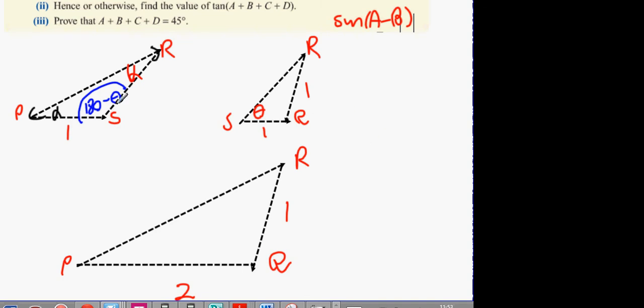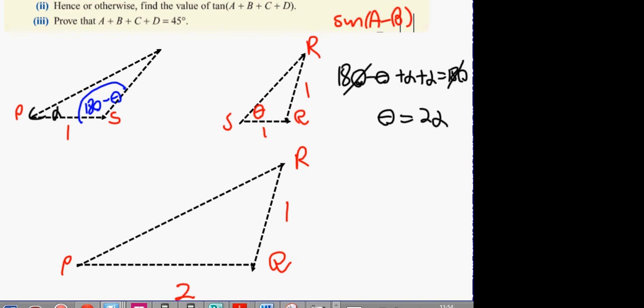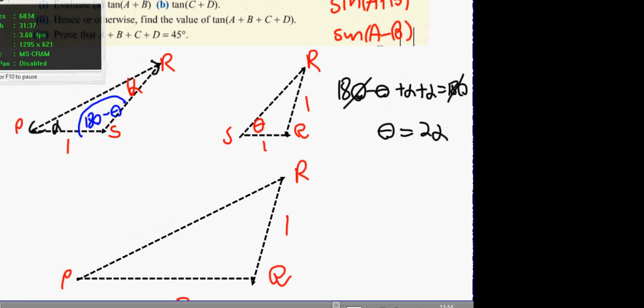Because look at this, guys. Add all the angles together, and what happens? We get 180 minus theta plus alpha plus the other alpha has to equal 180. Cancel the 180s. Theta equals 2 alpha. Now we have alpha in terms of theta, which is exactly what we needed. Yes, it's an isosceles triangle. Would SR also be 1? Got it. Right.